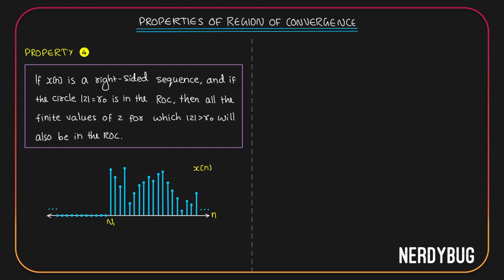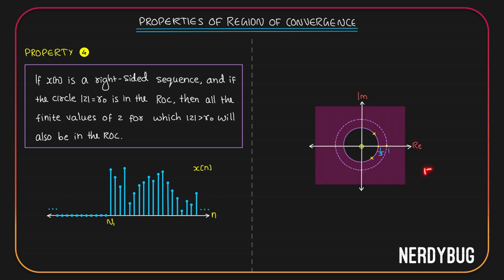Let us take the ROC of a right-sided sequence plotted on a z-plane. For a right-sided sequence, the ROC will always be like magnitude of z is greater than some value, so it will look like this. Since magnitude of z is supposed to be greater than the magnitude of a, the ROC is going to be outside the circle of radius a.